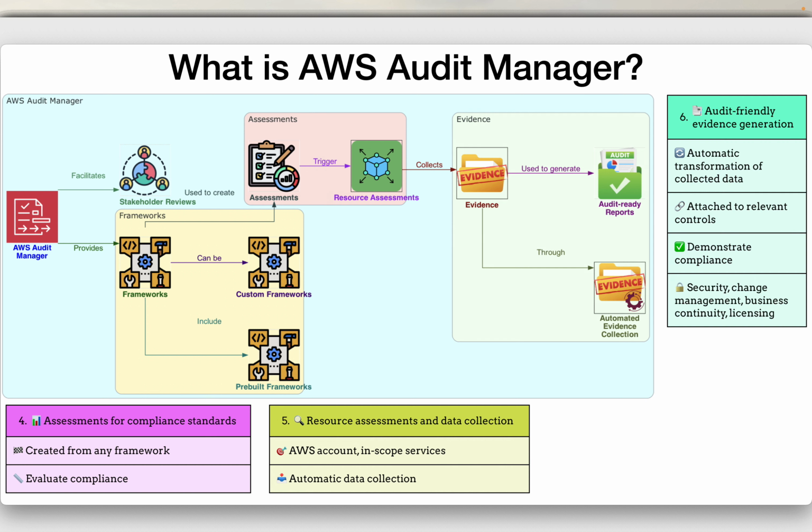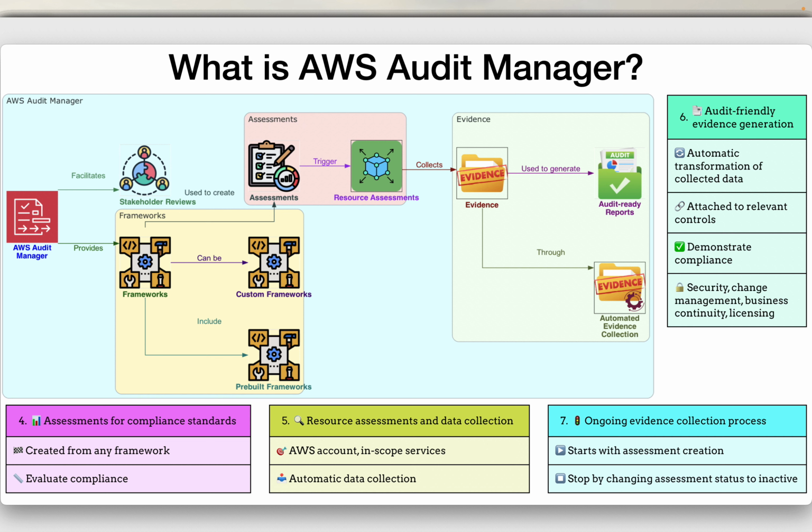The collected data is automatically transformed into audit-friendly evidence and attached to the relevant controls, helping users demonstrate compliance in areas such as security, change management, business continuity, and software licensing. The evidence collection process is ongoing and starts when an assessment is created. After completing an audit, users can stop evidence collection by changing the status of their assessment to inactive.